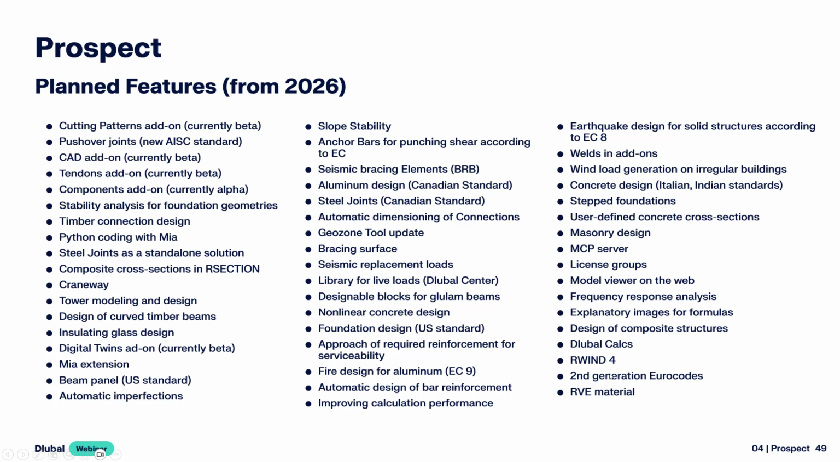Then RWind 4, that's a new program generation. Then we will implement the second generation of the Eurocodes, and also the RWE material. So those are resulting volume elements that opens the material models, for example, for solids or textiles, etc. Those will then be possible. Okay, that should be all for the 4 points for today.